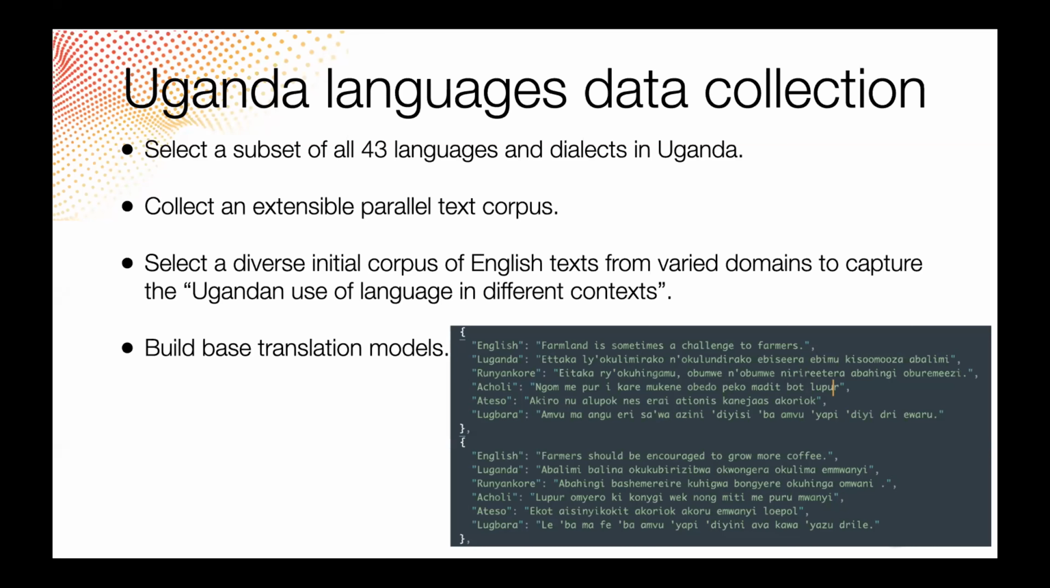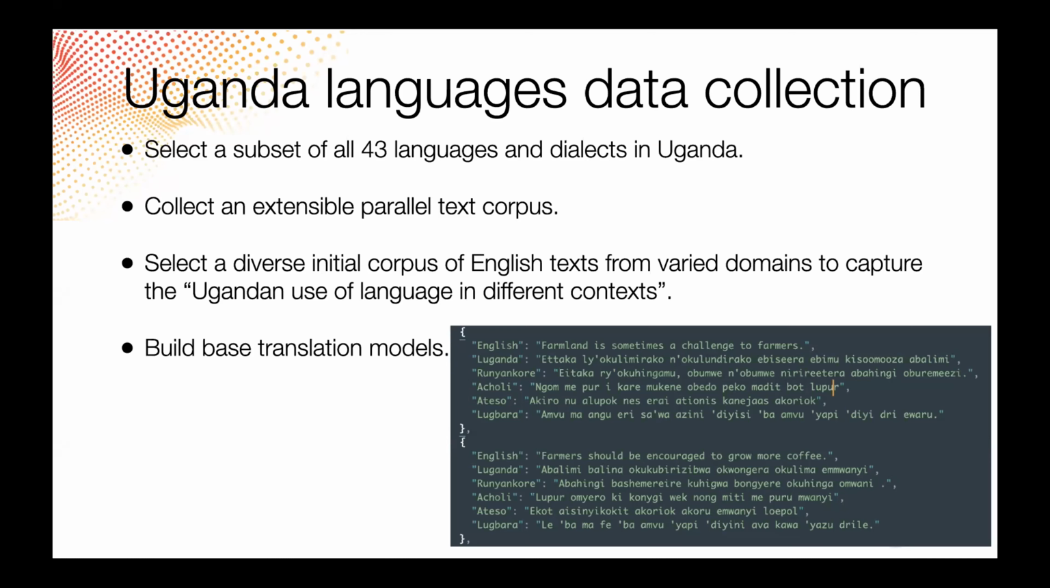And so a parallel corpus is basically you get one phrase in English and get corresponding phrases in all the languages we care about. And then select, of course, a diverse initial corpus of English text from varied domains to capture Ugandan use of language.